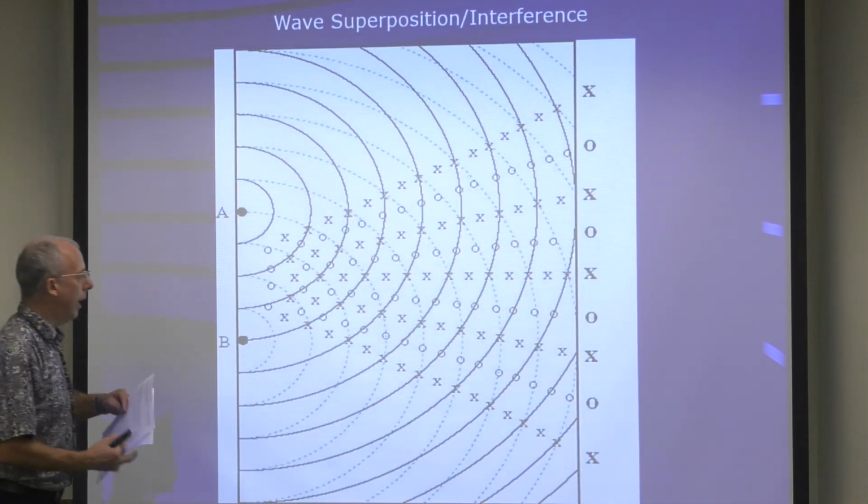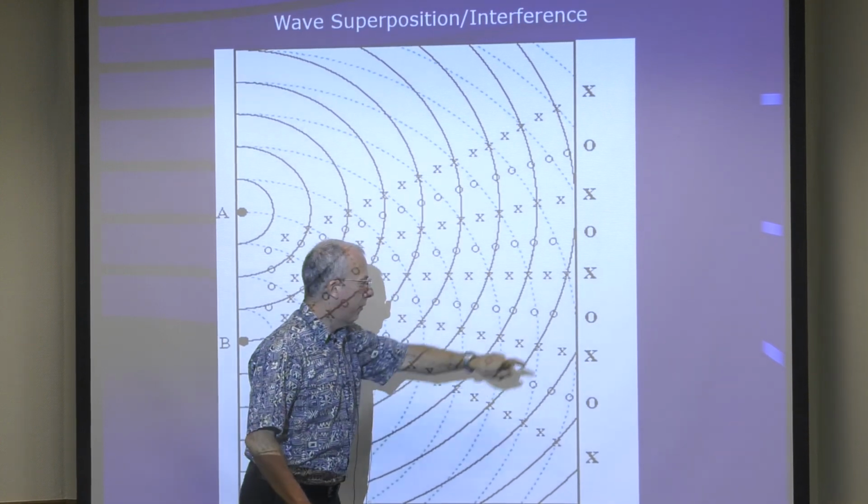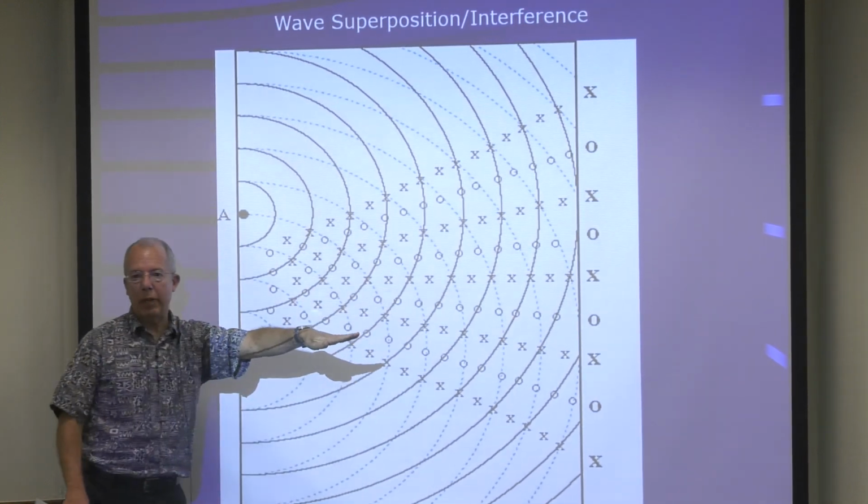So you have a pattern, right? You have constructive interference, so the water's going like crazy. You have destructive interference where the water's not moving at all.